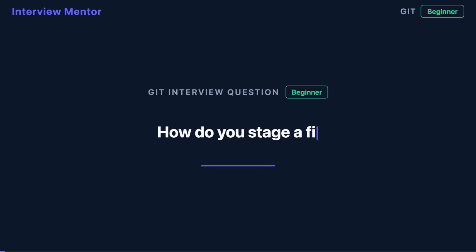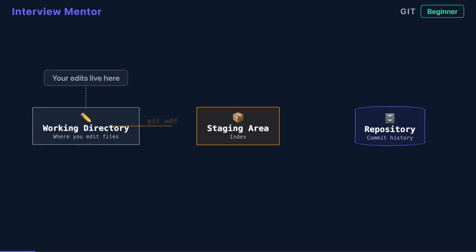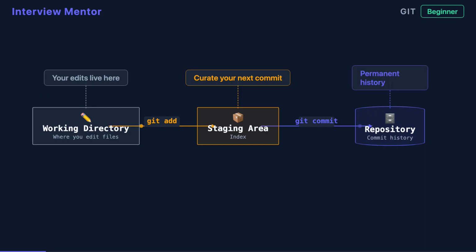Most beginners type git commit and get nothing to commit. That's because Git has a middle step most people skip. Git works in 3 zones. Your working directory, where you edit files, the staging area, also called the index, and the repository. Changes don't jump straight to the repo. You must stage them first.